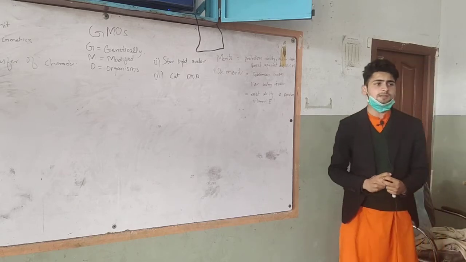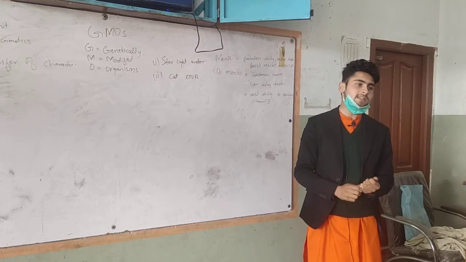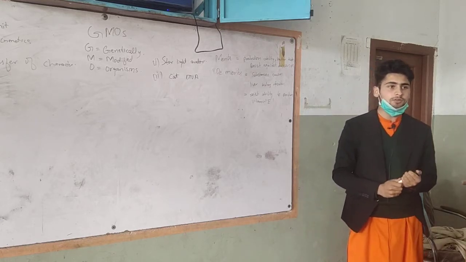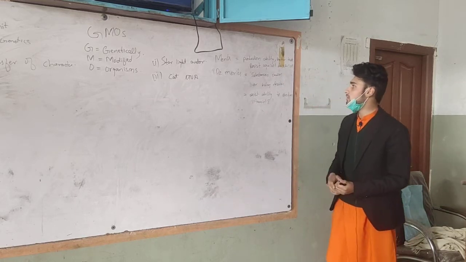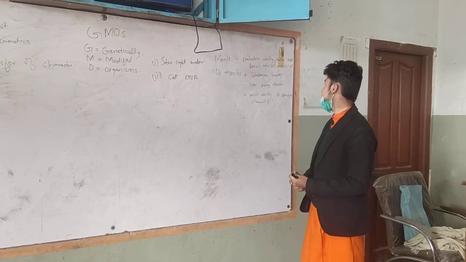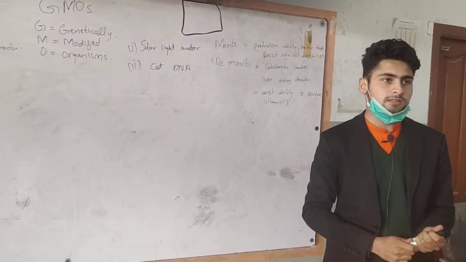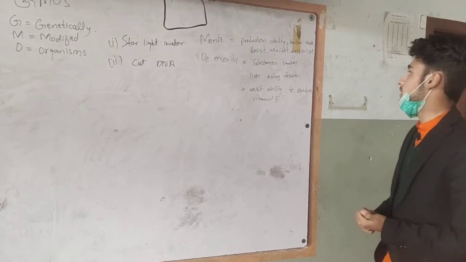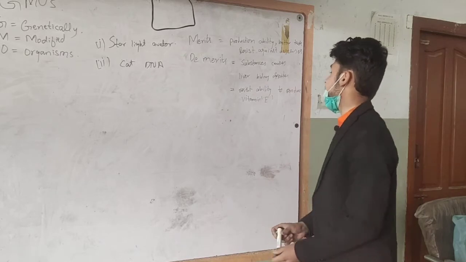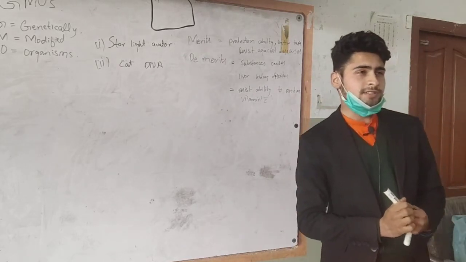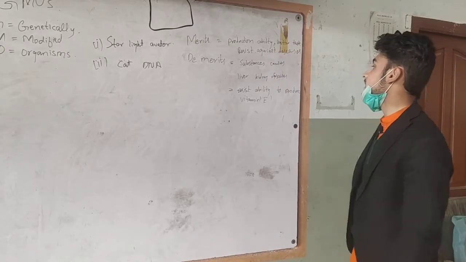The first merit of genetically modified organism is that the production ability of crops increases. Plants have the ability to produce a large amount of crops. The next merit is that they have better taste. Genetically modified organisms have better taste than natural fruits or foods. And the next one is that they resist diseases. They have the ability to resist some types of diseases. So these are all the merits of genetically modified organism.